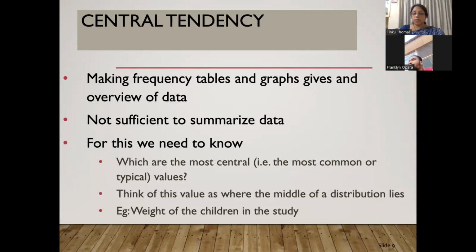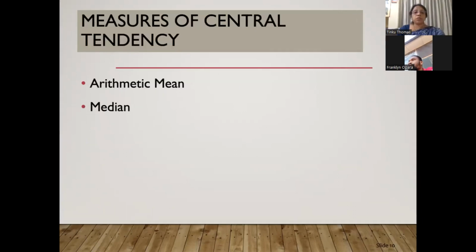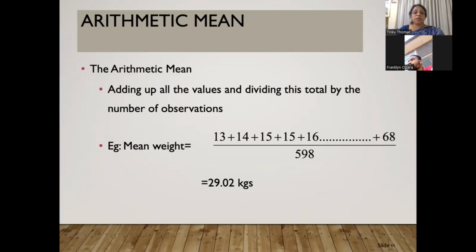And that is why it is important to understand the measures of central tendency. So arithmetic mean is something that you are all familiar with. It is nothing but the sum of all the individual values divided by the number of observations. In this case, you can see that I'm calculating the arithmetic mean of weight, which is giving me a value of 29.02 kilograms.